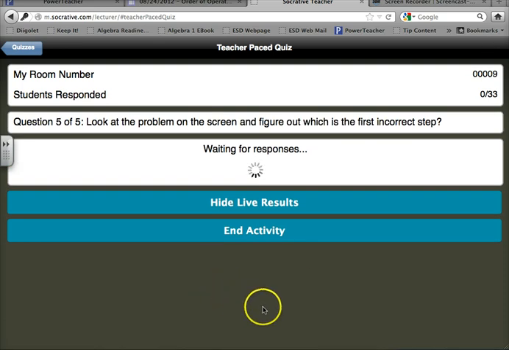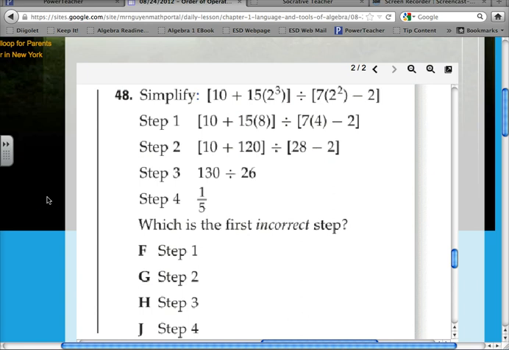Okay, so this one asks you to do this. Look at the problem on the screen and figure out which is the first incorrect step. So here is the problem. Which is the first incorrect step? All you have to do is tell me, is it step 1, step 2, step 3, or step 4? Look carefully as the problem's being evaluated, hopefully by using the order of operations correctly. We'll see.